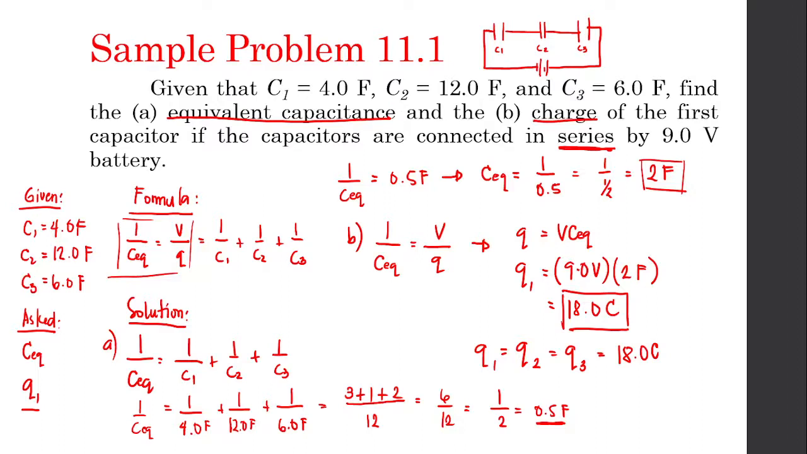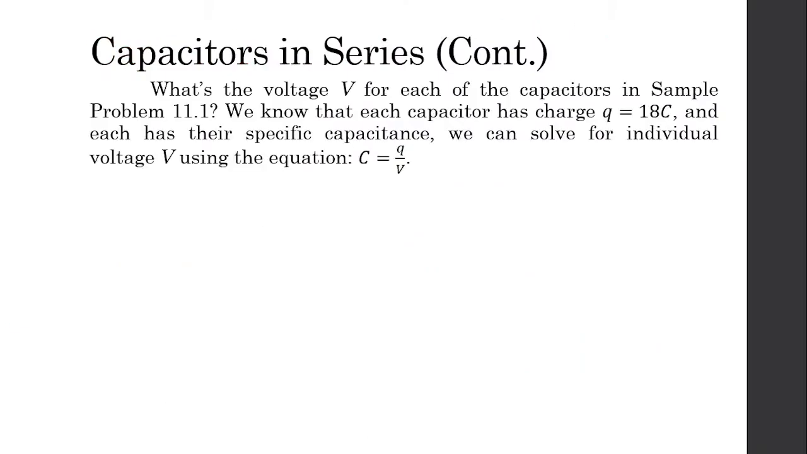But wait, we're not done yet. If we take this problem further, what if we want to measure the voltage of each individual capacitor? This is different from the voltage that your battery has. This voltage right here, 9 volts, is the voltage of your battery. Each of these individual capacitors would have their own individual voltage. So how are we going to measure for that?